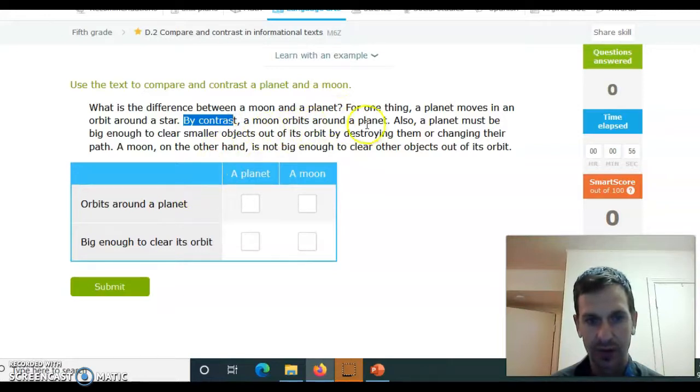So which one orbits around a planet? Does a planet orbit around a planet? No. A moon does. Also, a planet must be big enough to clear smaller objects out of its orbit by destroying them or changing their path. What needs to be big enough to clear its orbit? It says it right there. Planet. Okay?